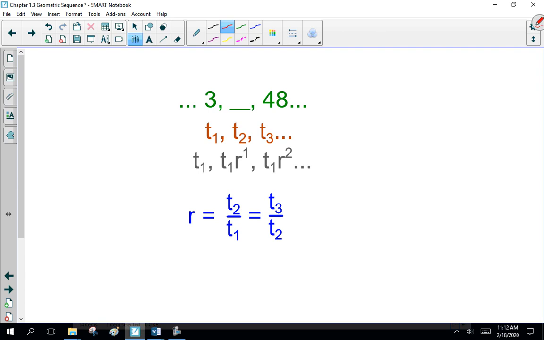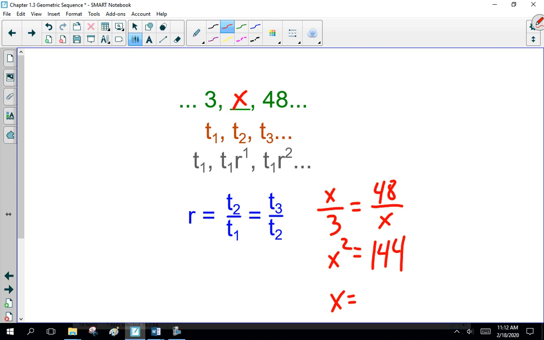Relax. I need you to set this up. Second term, I'm going to call x. X over 3 equals third term, 48, divided by x. X squared equals, what's 48 times 3? 144.